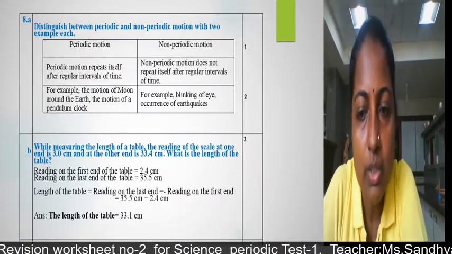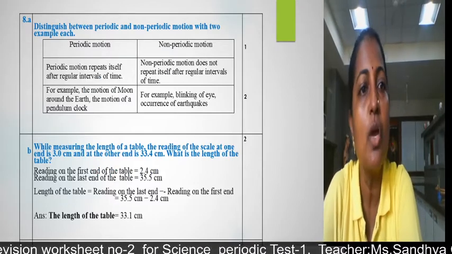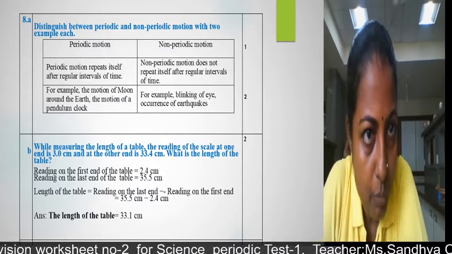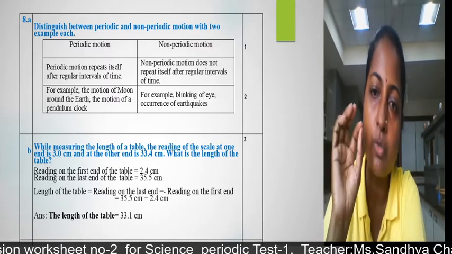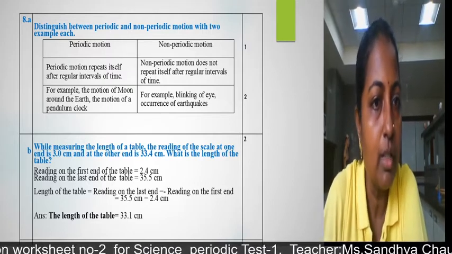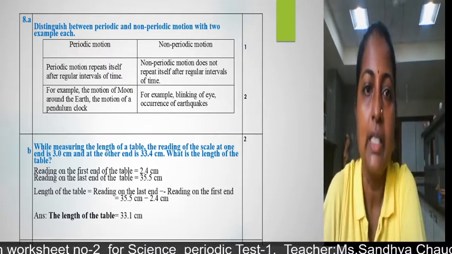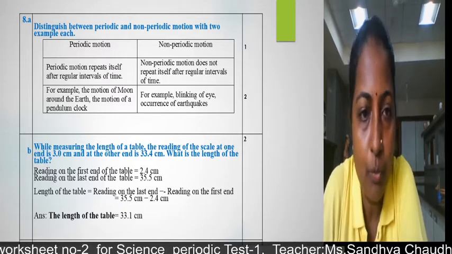Now again going towards question number 8, that is distinguish between periodic and non-periodic motion. So you have to write the definition of both periodic and non-periodic motion, and they have asked for 2 examples, so you have to compulsorily write 2 examples for that. That is the motion of the moon around the earth and the motion of a pendulum clock. Then for example blinking of eyes and occurrence of earthquake, those are non-periodic motion.